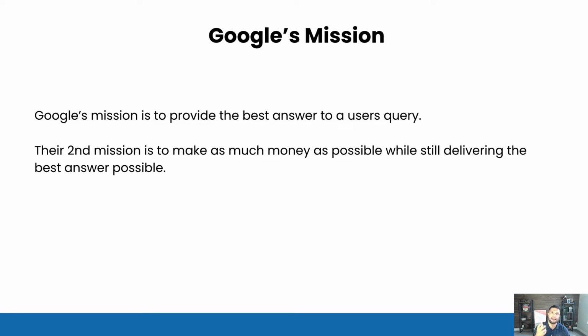Because if people did not find the answers that they were looking for on Google, they would stop using Google. So Google takes this very seriously. They have to be a quality resource. So in order to rank, you have to provide good answers to people's questions. Now, Google's second mission is to make as much money as possible while still delivering the best answer possible. So they're very good at monetizing their ability to deliver answers to questions. That's why Google is worth so much money.